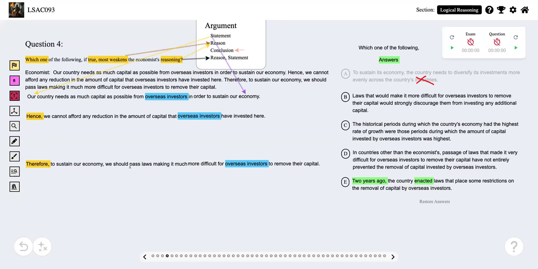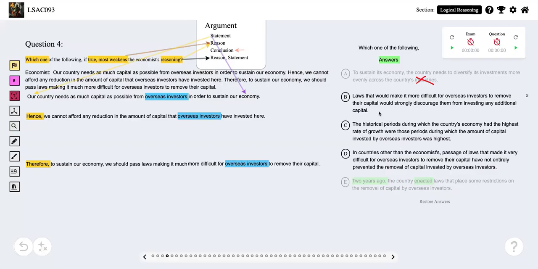So to sustain our economy, we should pass laws making it much more difficult for overseas investors to remove their capital. So this past tense idea does not have the current time frame in mind. We're going to go ahead and deselect this one.